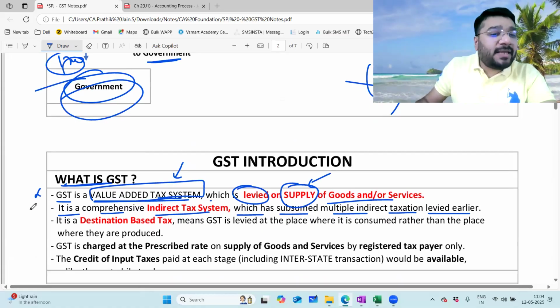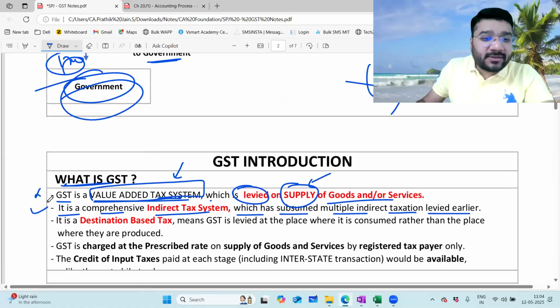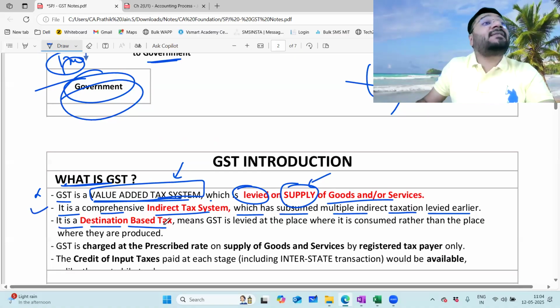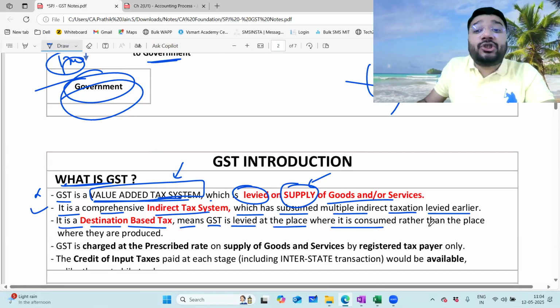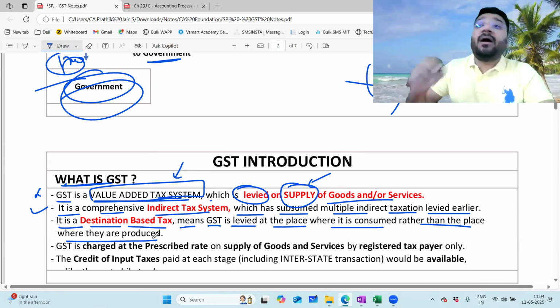First point I have not explained. Second point I'll explain, but not now, in just a few minutes. Second, GST is a destination-based tax. Destination-based tax. Again, true and false, very important point. It means GST is levied at the place where it is consumed rather than the place where the goods are produced.